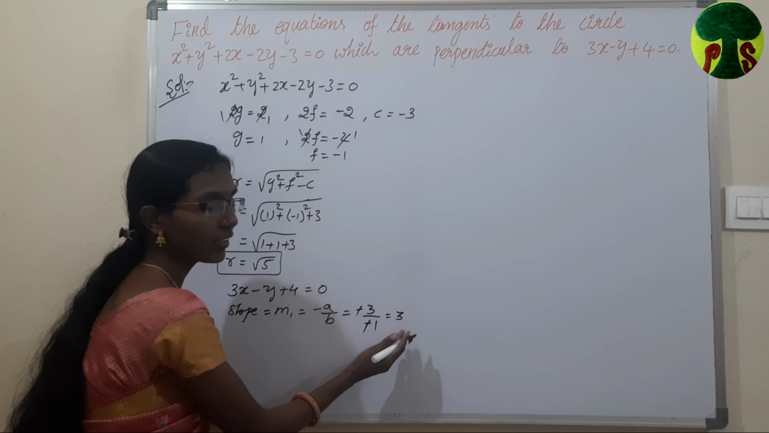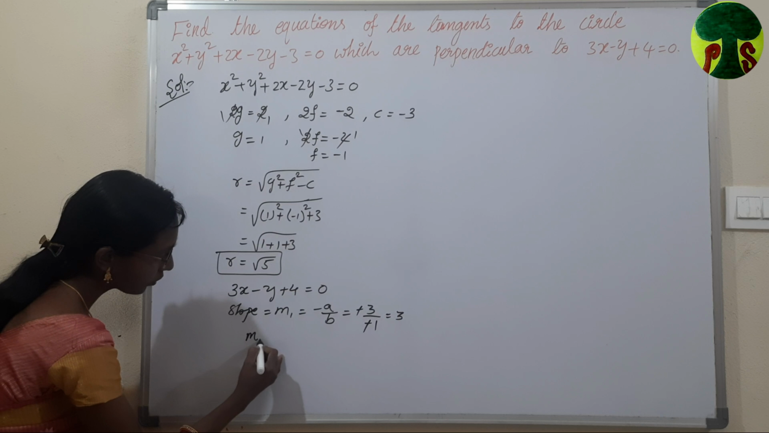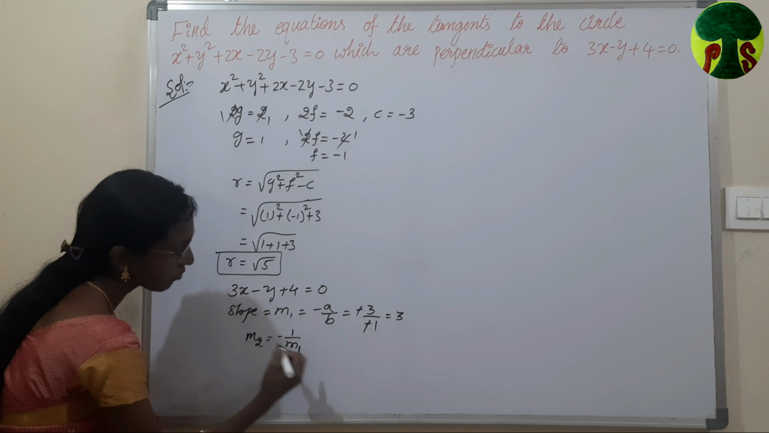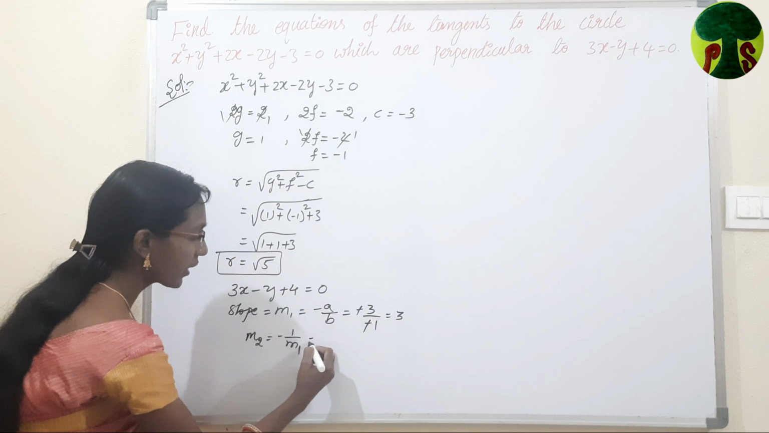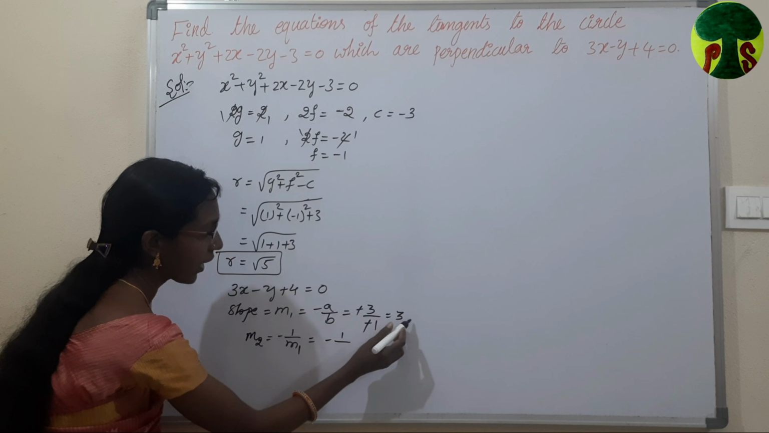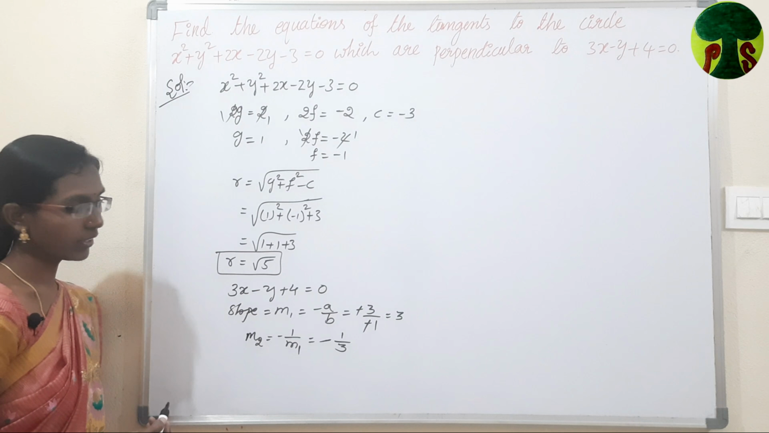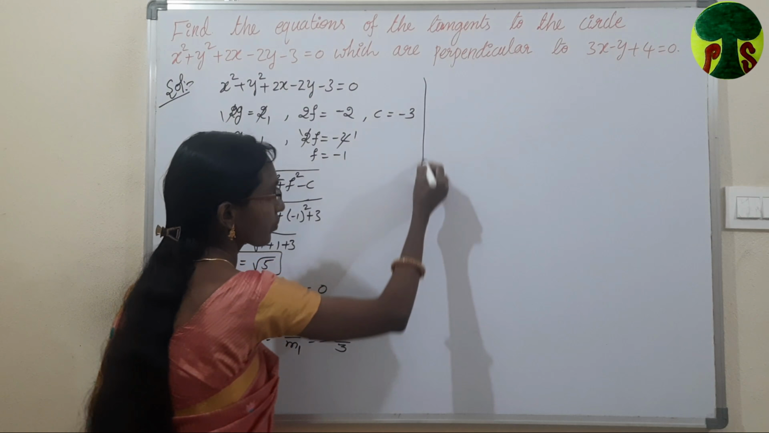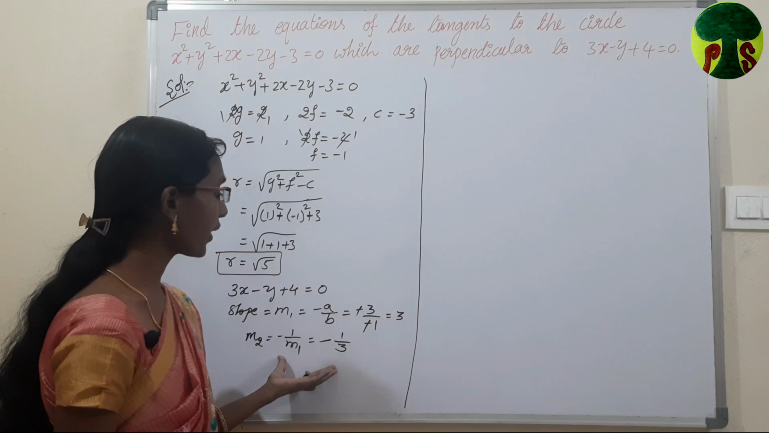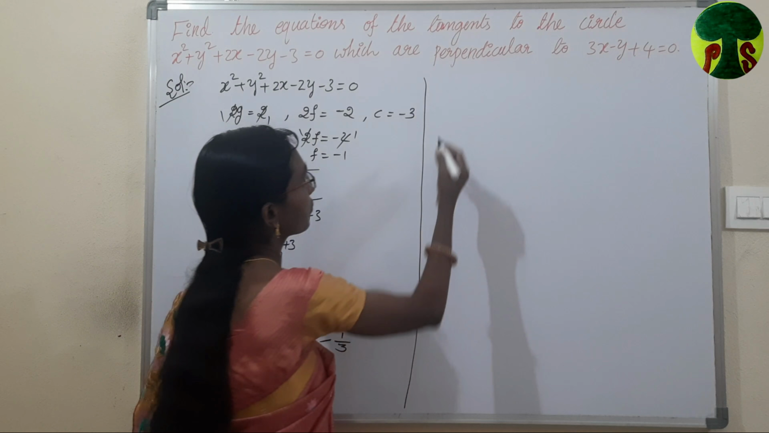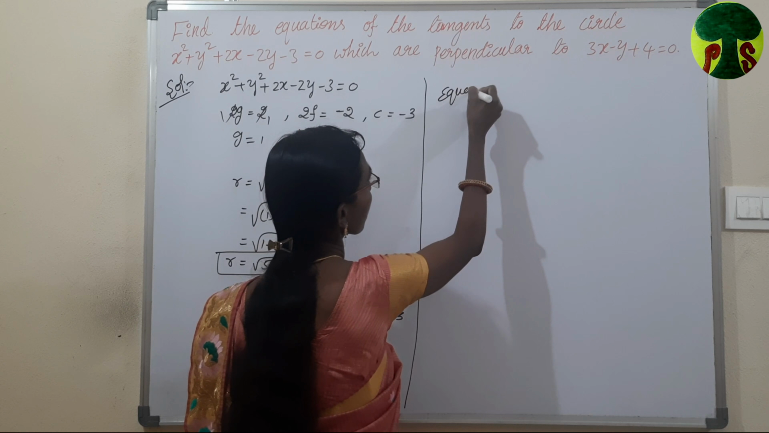Now we have to find the slope of the tangent. Let the slope of the tangent be m2. So m2 = -1/m1, which is -1/3, since the value of m1 is 3. This is the slope of the tangent. Now we know the slope of the tangent, so I will write the equation of the tangent in slope form.